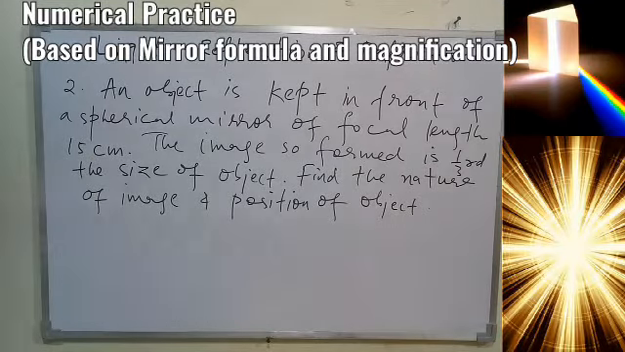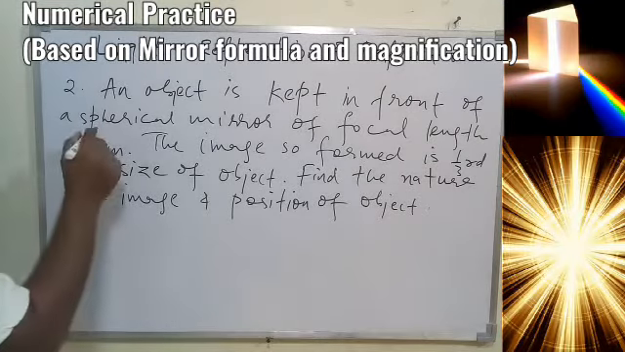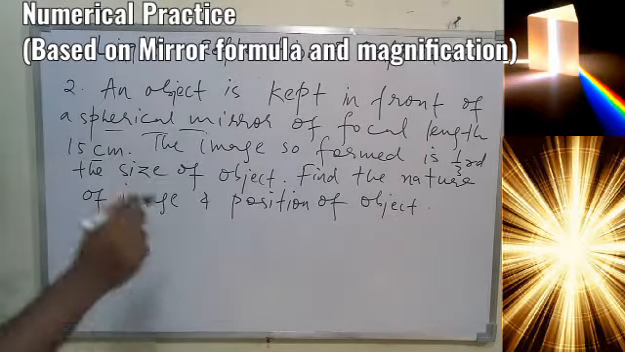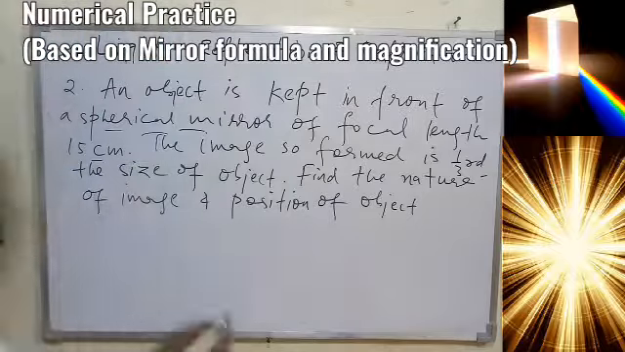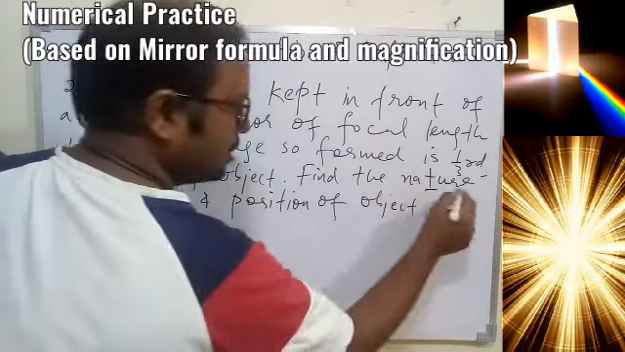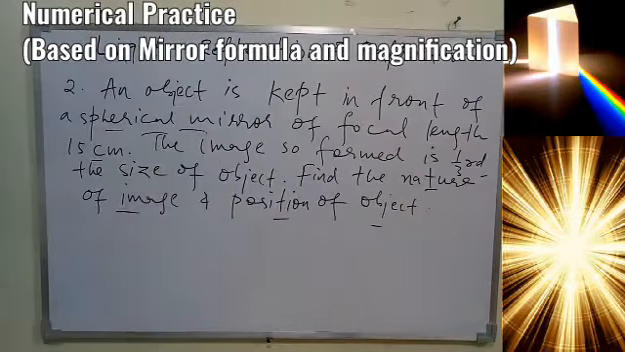An object is kept in front of a spherical mirror of focal length 15 centimeter. The image so formed is 1/3 of the size of the object. Find the nature of image and position of object. So overall we have to find the nature of image and position of object.